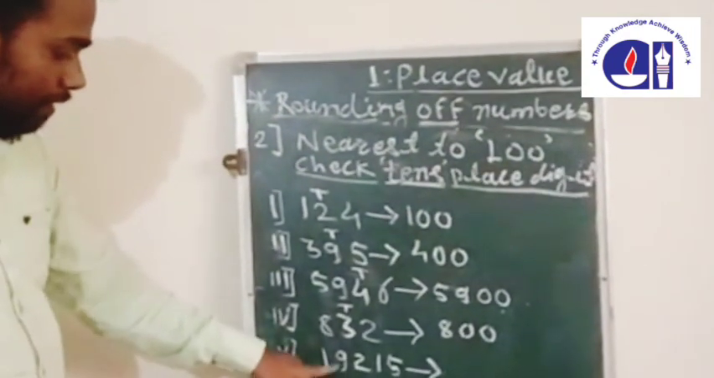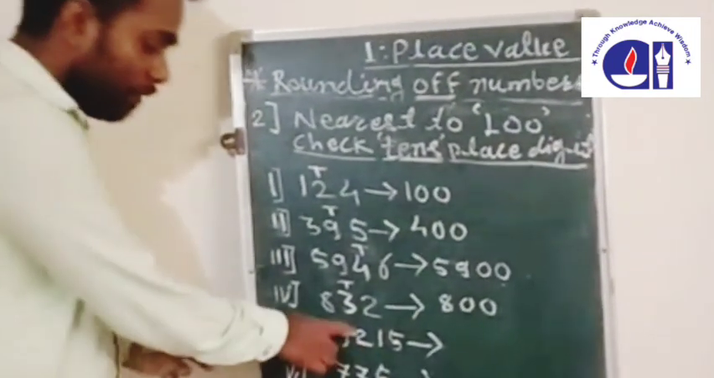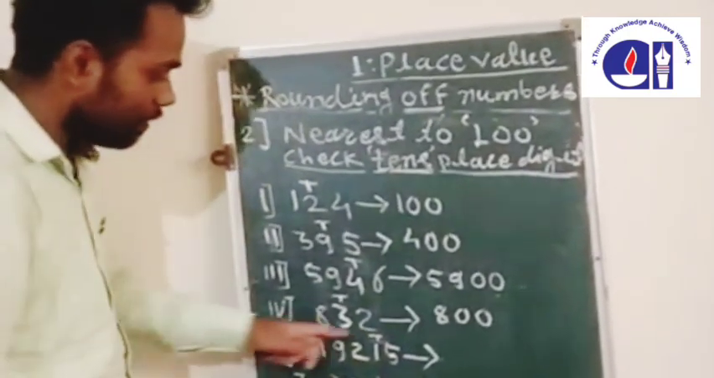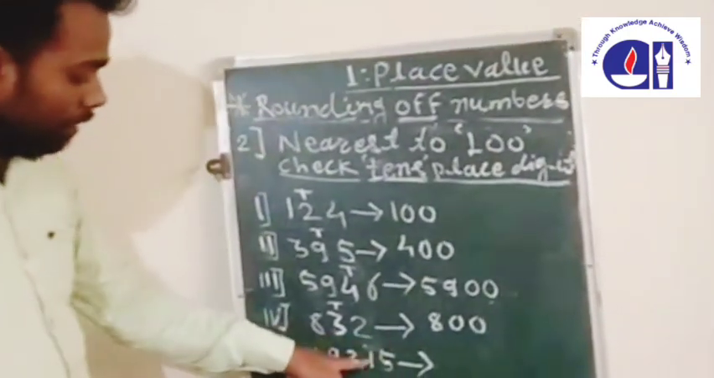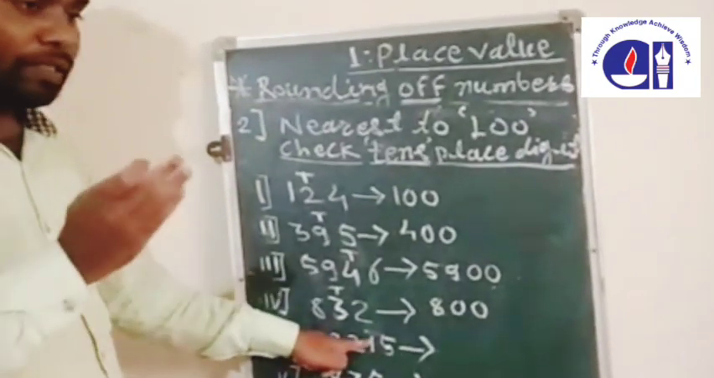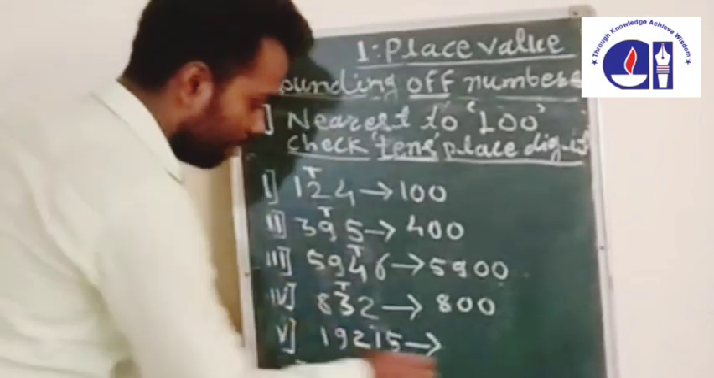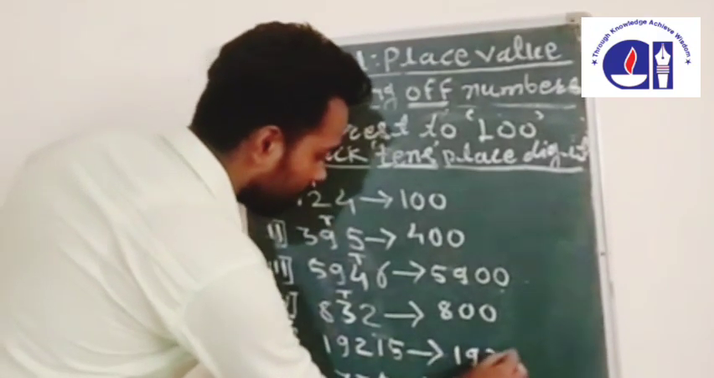Next, 19,250. The tens place is 1. Here the hundreds given is 200. When the tens digit is 0, 1, 2, 3 or 4, we round to the back 100, and the back 100 is 200. So the number is 19,200.